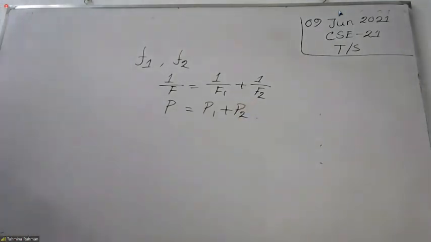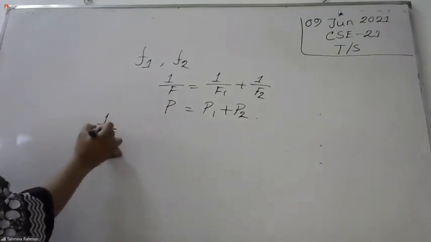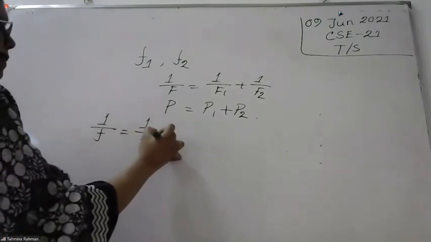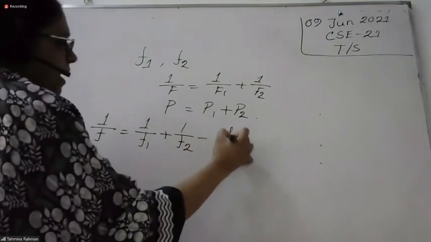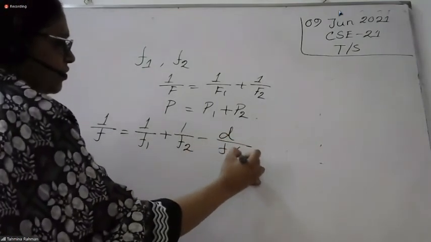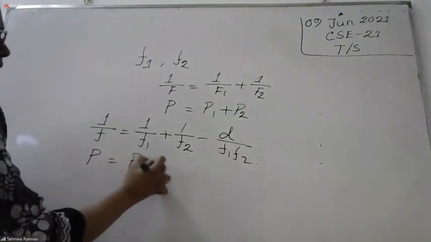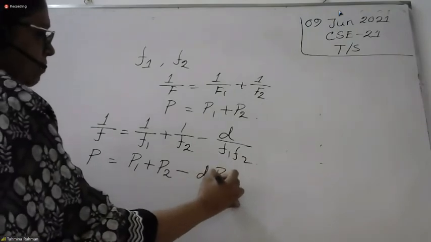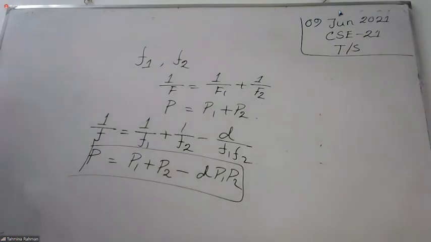If there is separated by distance small d, so in that case what will happen? 1/f equal to 1/f1 plus 1/f2 minus d by f1 f2. So here we can write P equal to P1 plus P2 minus d P1 P2. That is the power.